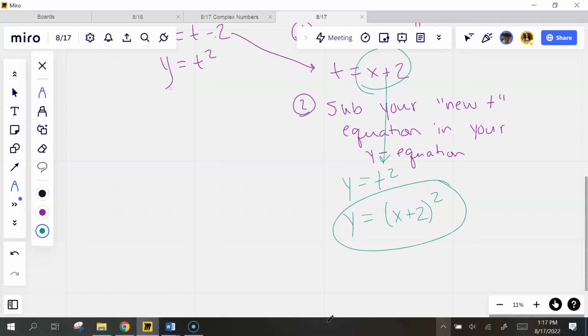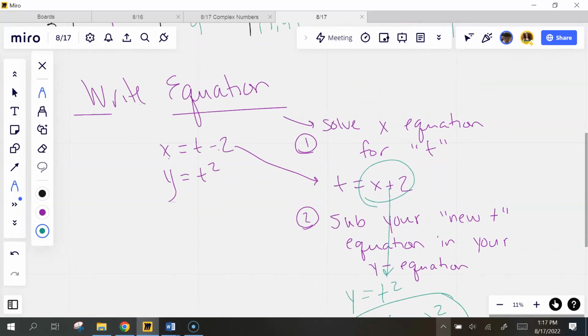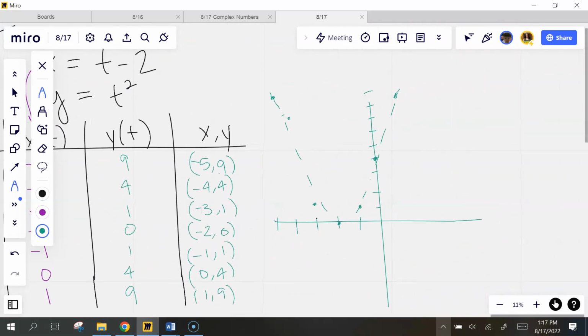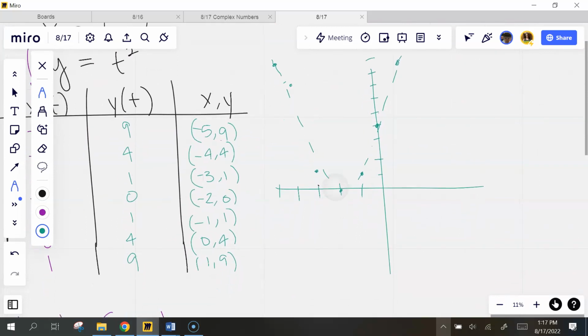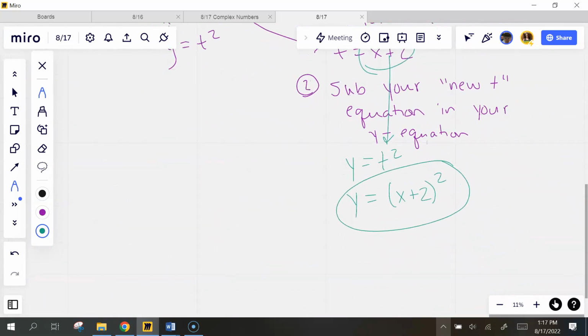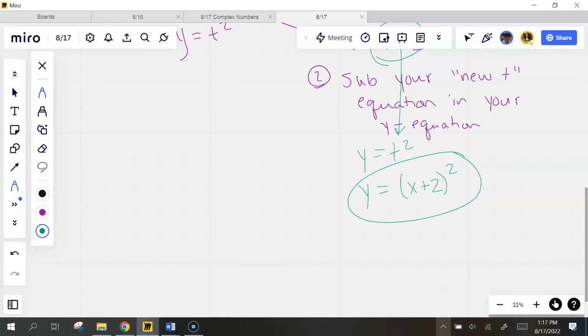This is a parabola with a vertex of what? -2, 0. Or it's the parent graph slid left 2. Look what happened when you graphed those two. Is that what that looked like? It sure is. Isn't that cool? That's parametric functions.